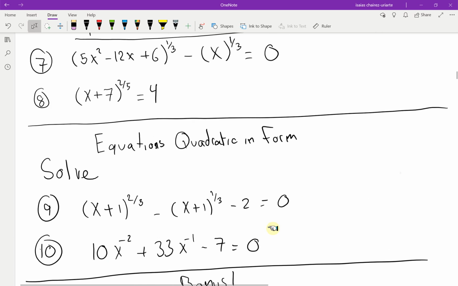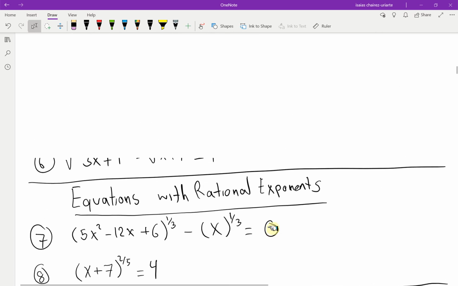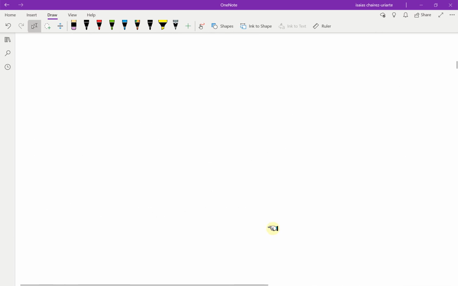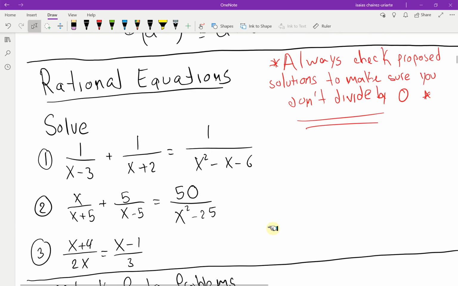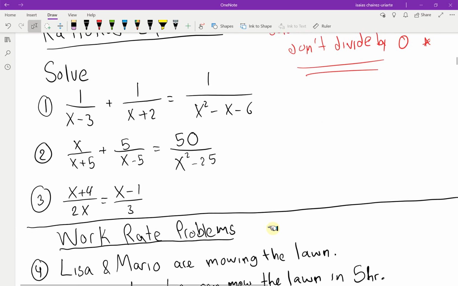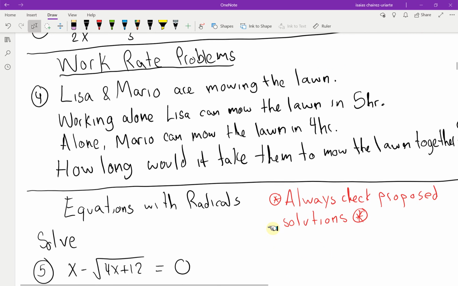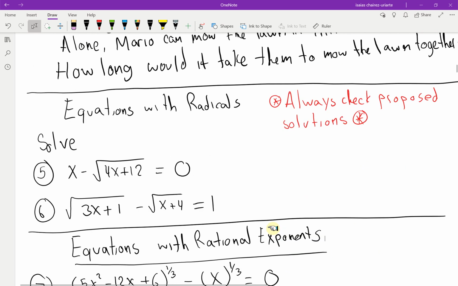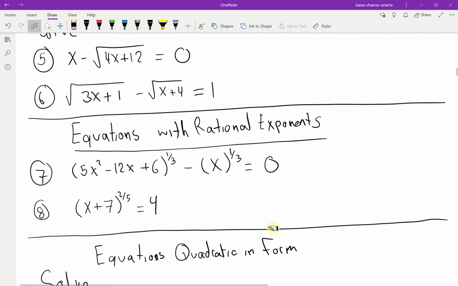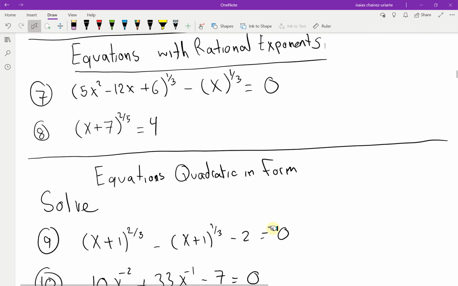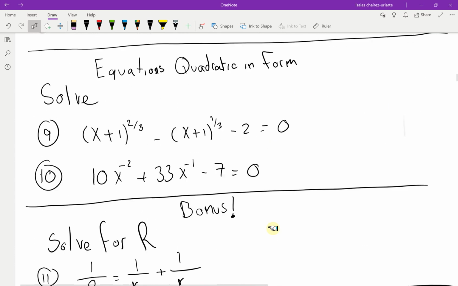In the previous video, we solved some other types of equations. We solved rational equations. We did a work rate problem, and we did some equations with radicals. And so now we're answering questions 7 through 11.